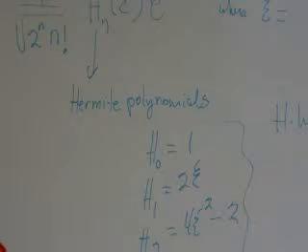H2 is 4 epsilon squared minus 2. It's table 2.1 of page 52.